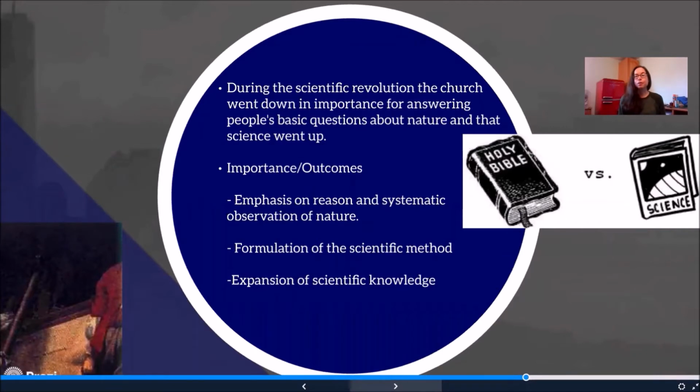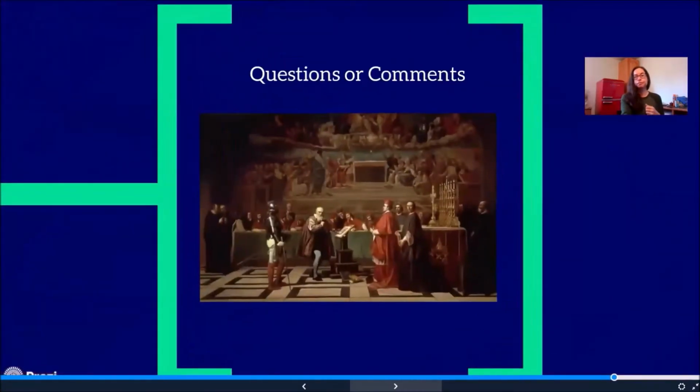During the scientific revolution, the church went down in importance for answering people's basic questions about nature, and science went up. So the importance and the outcomes of this scientific revolution, it was basically Bible versus science. There was an emphasis on reason and systematic observation of nature. There was a formulation of the scientific method and expansion of scientific knowledge.